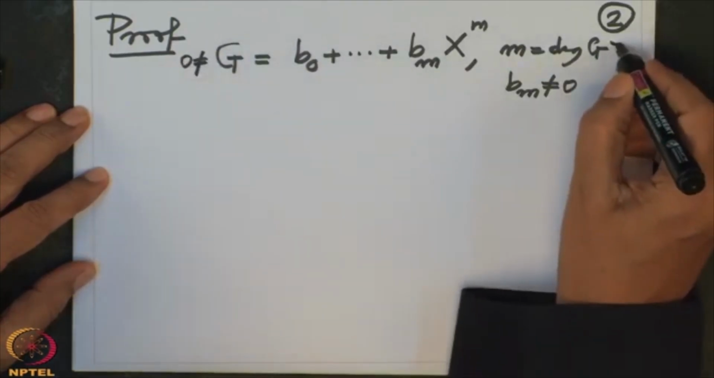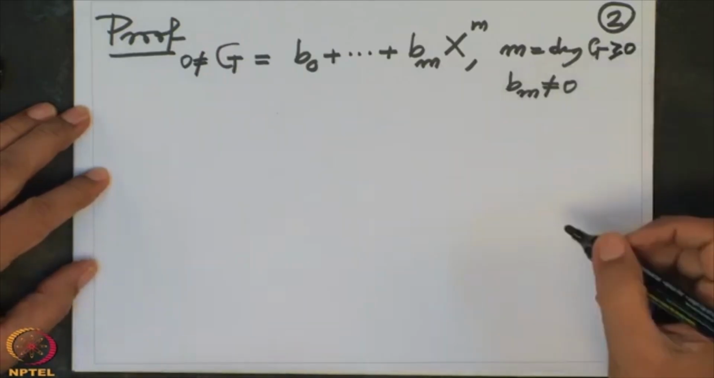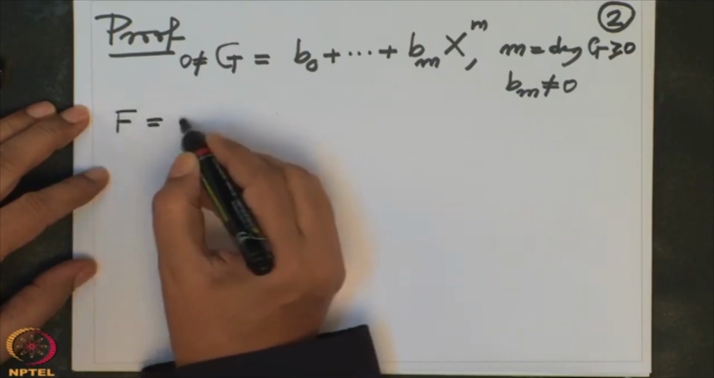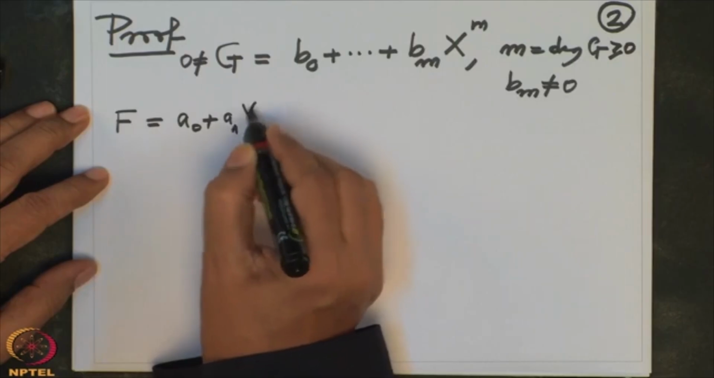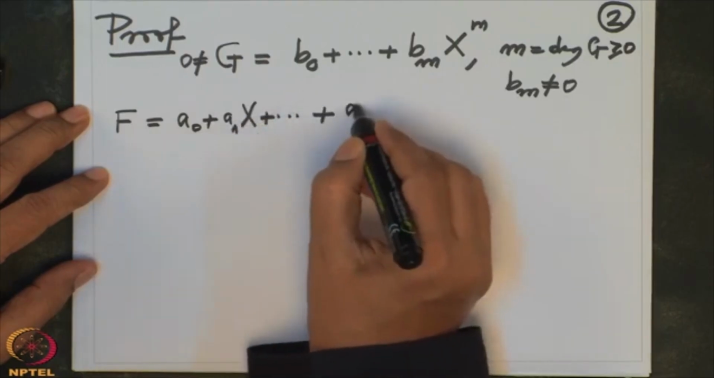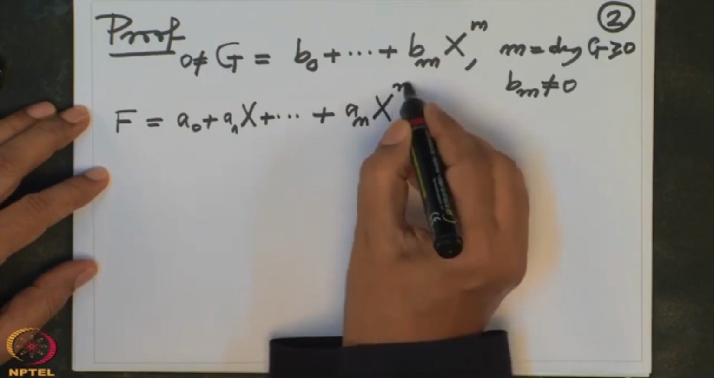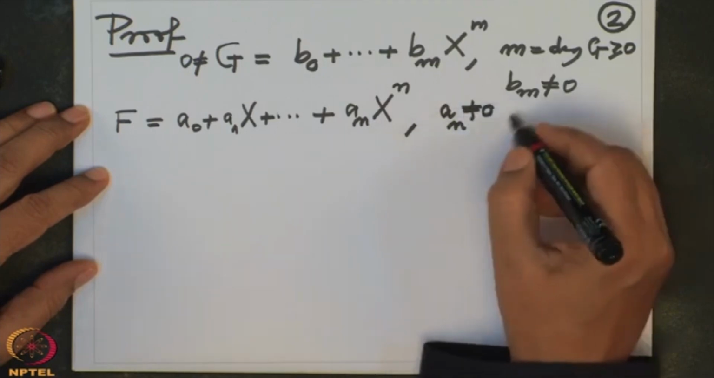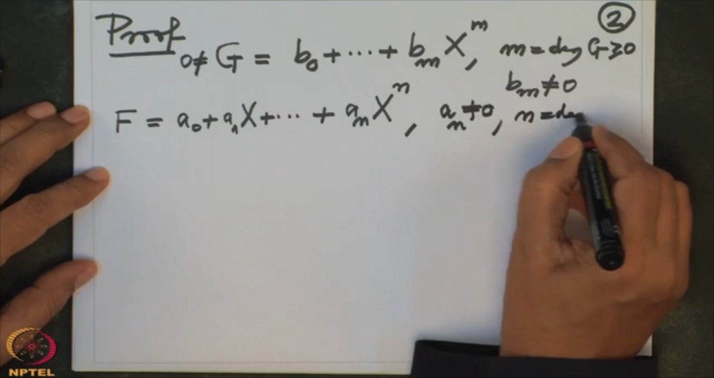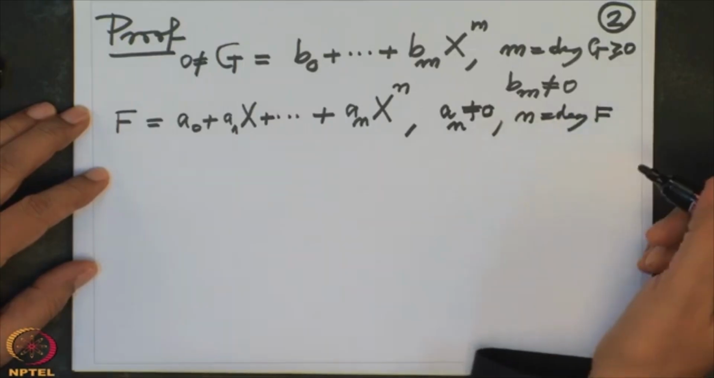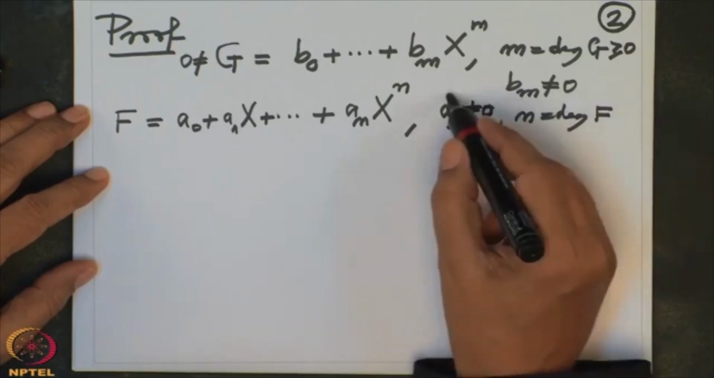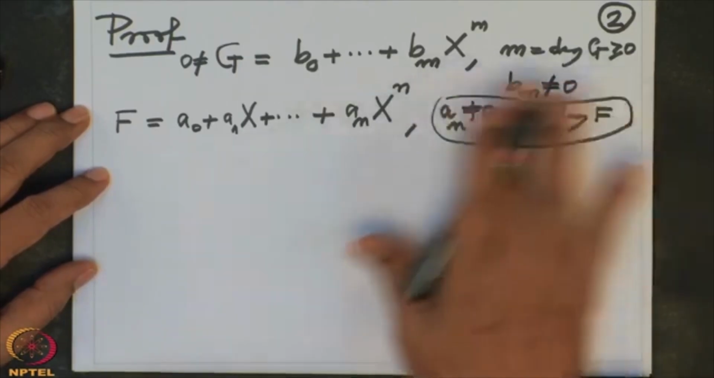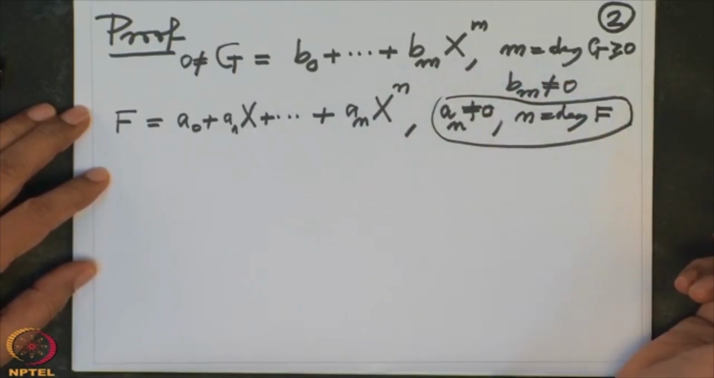So the degree is greater than or equal to 0 and defined. And f is a0 plus a1 x plus up to a_n x to the power n, where a_n is non-zero and n is the degree of f. I can write this only when f is non-zero. Remember that. Otherwise, I have no information if f is 0. And we are looking for Q and R.